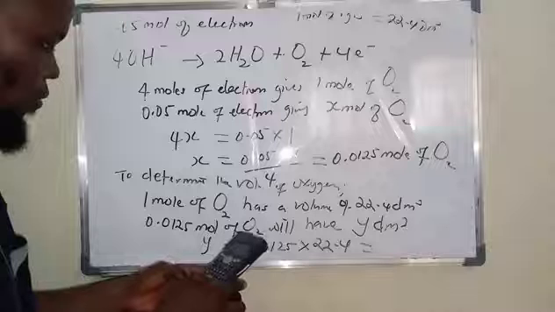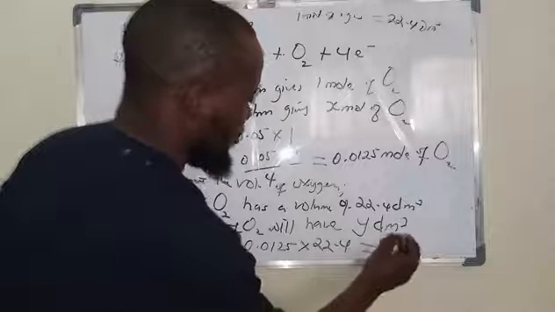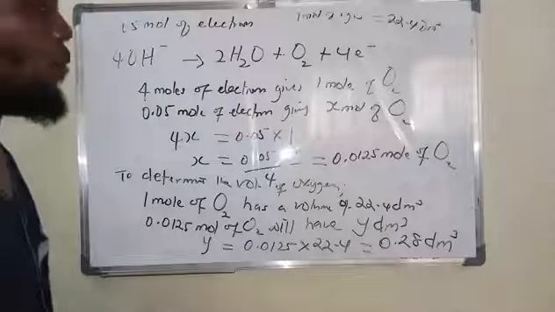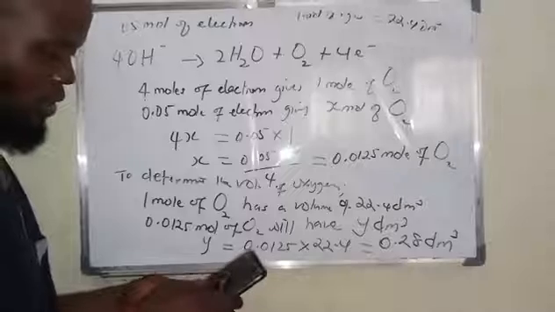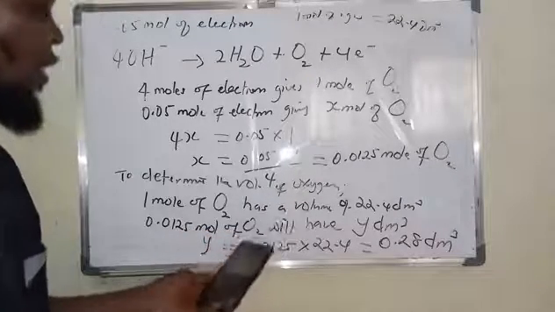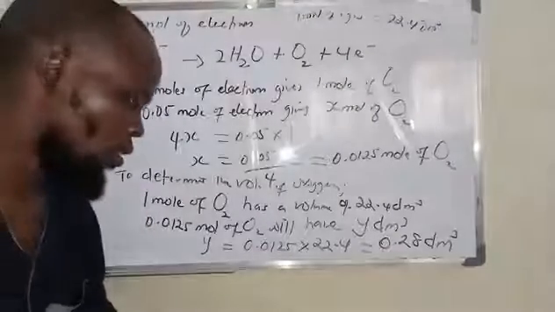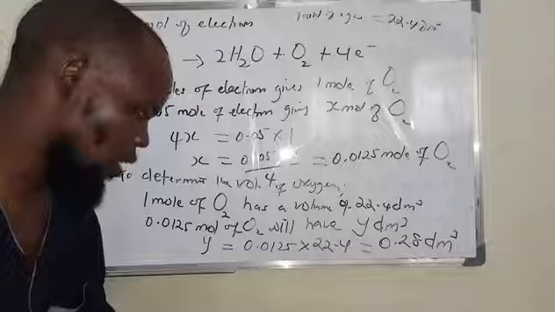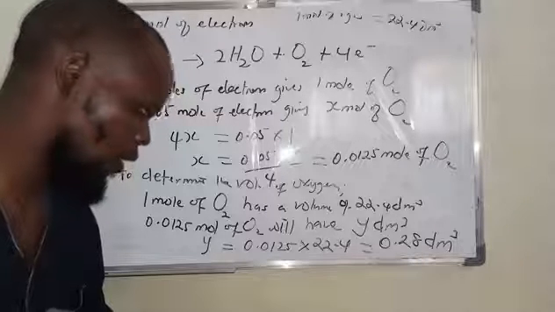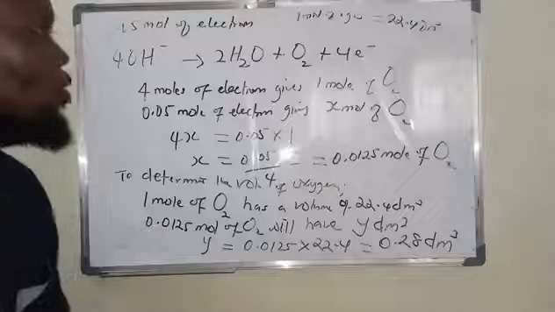0.0125 multiplied by 22.4 gives us 0.28 dm cube. So that is the answer, the volume of oxygen that will be generated. That's the volume of the gas. The gas, like I said, is oxygen, as we have seen from the electrolysis of H2SO4. And from here, the correct option is C, 0.280 dm cube. So it is very simple.